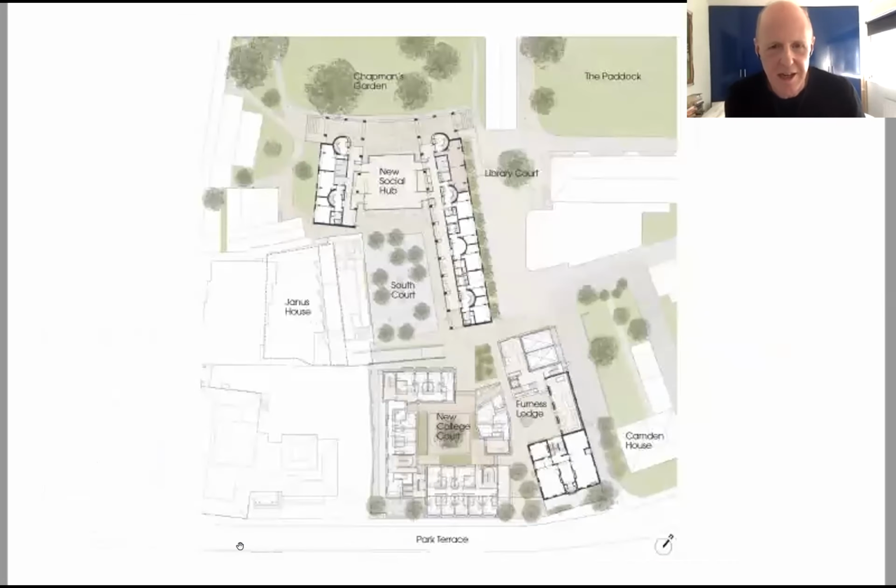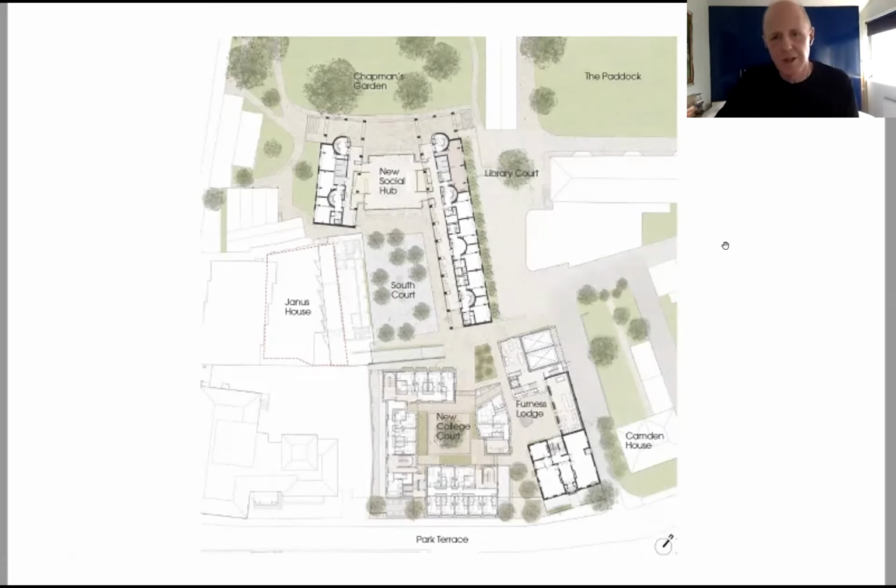So this is the overall plan of the development. And what I'm going to do is to just talk through a series of images which give a feeling of what we're doing here, starting from Chapman's Gardens at the top here, looking at the new social hub, which replaces what was originally the location of the college bar in South Court, the new garden in South Court, the development around Furnace Lodge, and then the new college court itself.